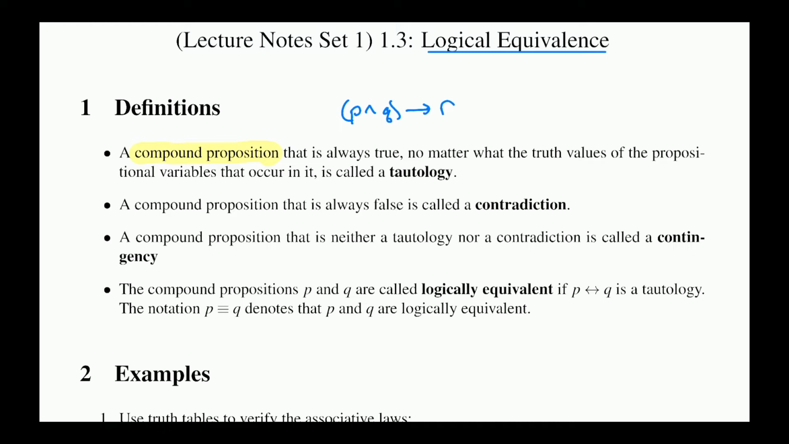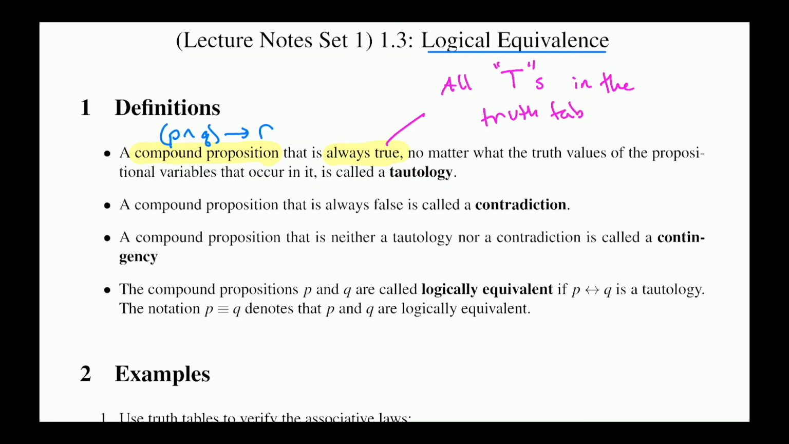If you look at the truth table for it, and you get that it's always true. So when we say always true, what we mean is that the entire column is going to be all T's in the truth table. And if that happens, that's a tautology.